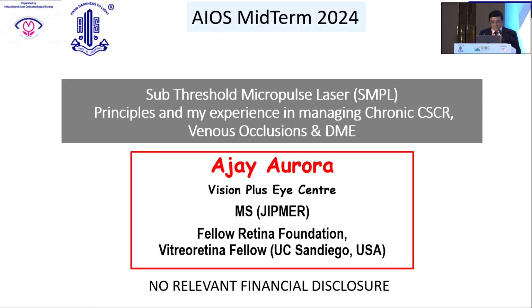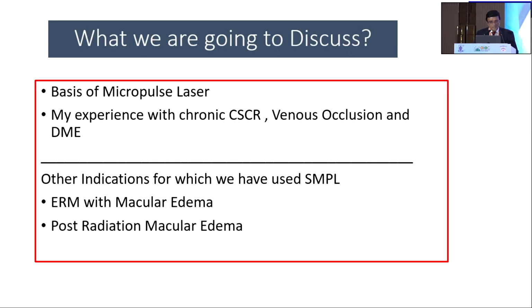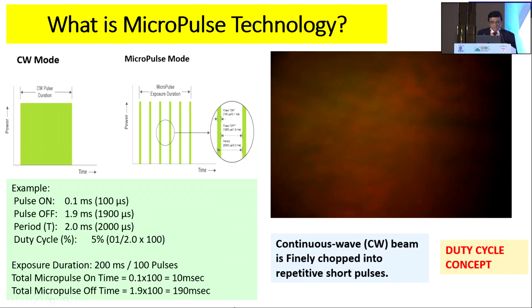Dr. Ajay Aurora will speak on micropulse laser principles and his experience in managing chronic CSR, venous occlusion and DME. Thank you, sir, and I thank the organizers for the opportunity. I'm talking about subthreshold micropulse laser principles and my experience in managing chronic CSR, venous occlusions, and DME. So what I'll be talking about is the basis of micropulse laser and my experience in these conditions. There are other conditions in which we have used subthreshold micropulse laser, such as ERM with macular edema and post-radiation macular edema.